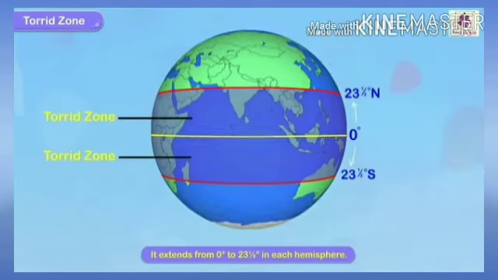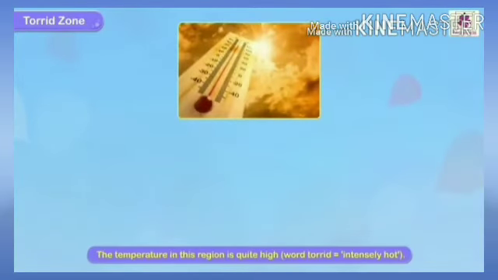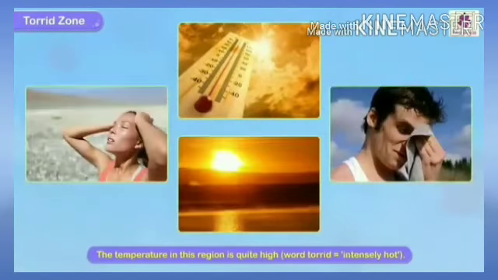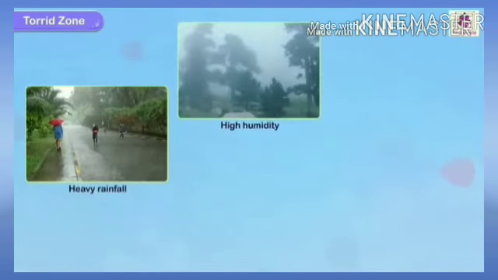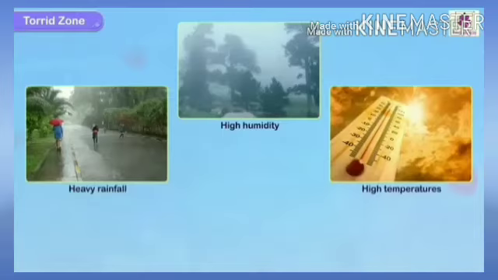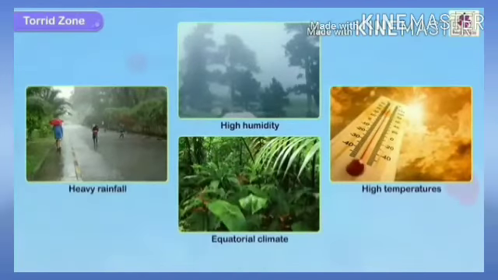The temperature in this region is quite high. The word torrid means intensely hot. Is it clear to you, children? The region experiences heavy rainfall, high humidity, and high temperature, characterizing the equatorial type of climate. Is it clear to you, children?